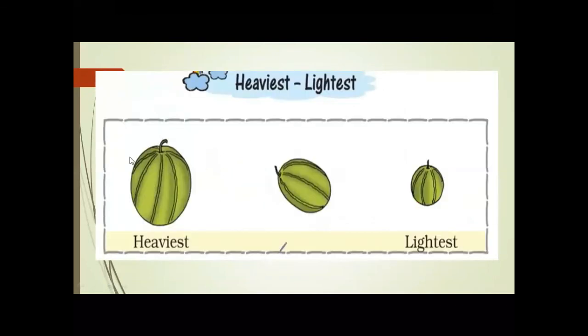Now, again we compare three things here. So we use the terms heaviest and lightest. For the heavy thing, we use the term heaviest, and for the light thing, we use the term lightest. We use these when we compare more than two things. It may be three, four, five, six, seven, more than two. The heavy thing which is difficult for us to lift, we call the heaviest.